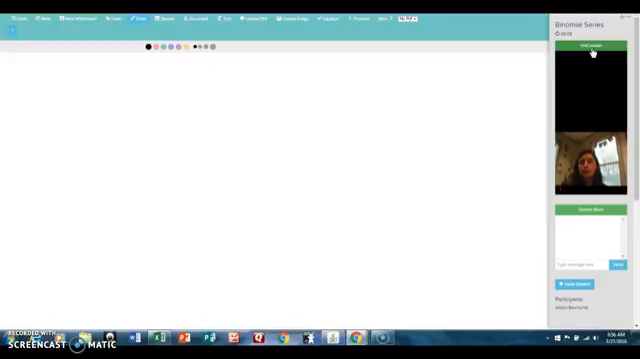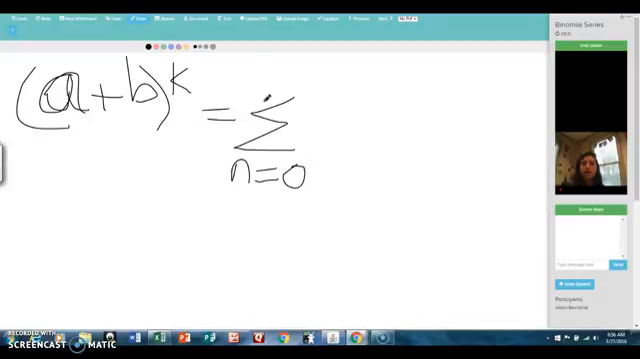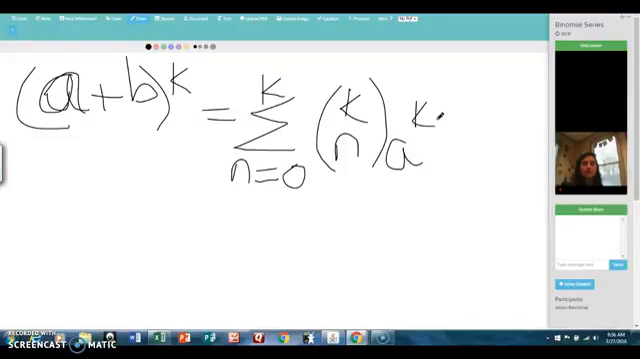So let's start with a formula. It is a plus b to the k power. So this is our binomial where we have two terms, a and b, and it is going to be equal to the sum from n equals 0 to k of k choose n, we'll talk about that in a minute, times a to the k minus n, and b to the n.